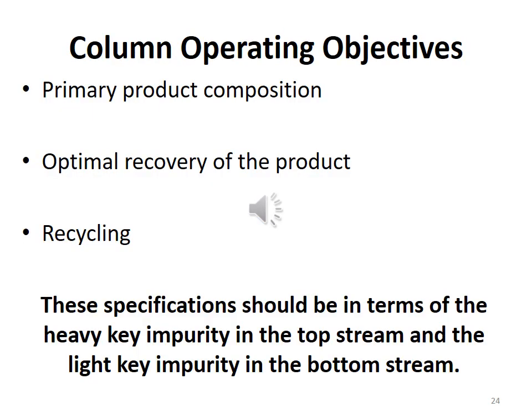One of the main steps in the column design is specifying the column operating objectives, and these objectives are defined by the primary product composition and an optimal recovery of the product from the waste, recycle, or less important byproduct stream. So these specifications should be in terms of heavy key impurity in the top stream and the light key impurity in the bottom stream.